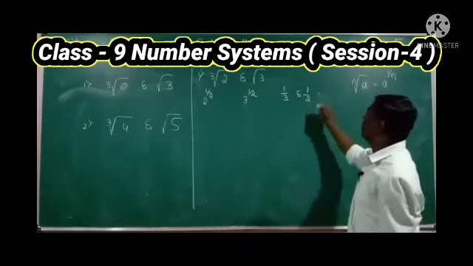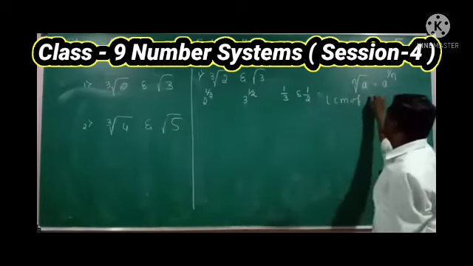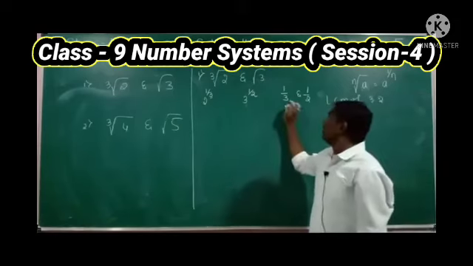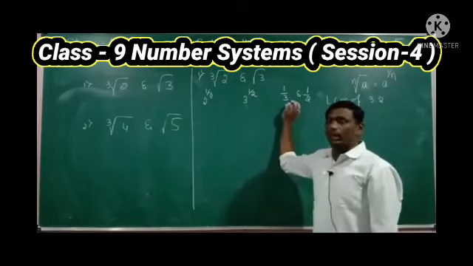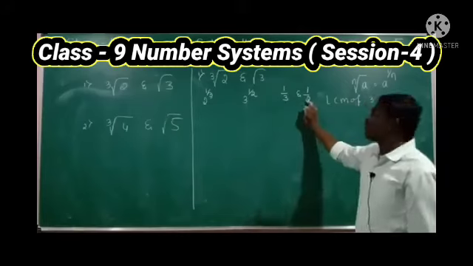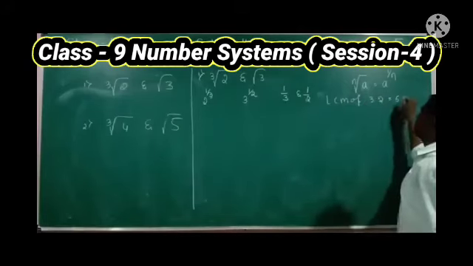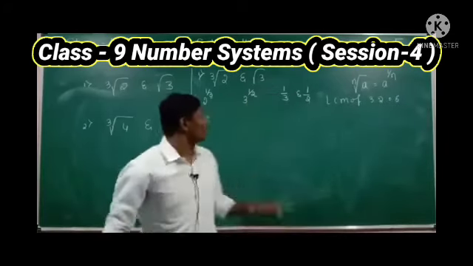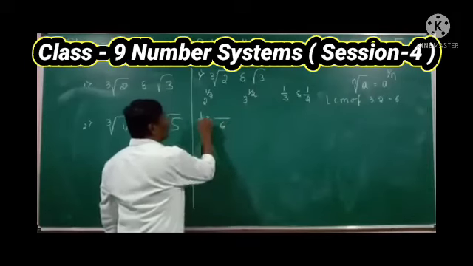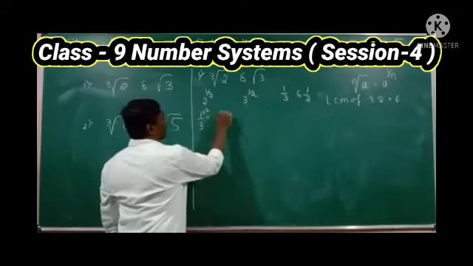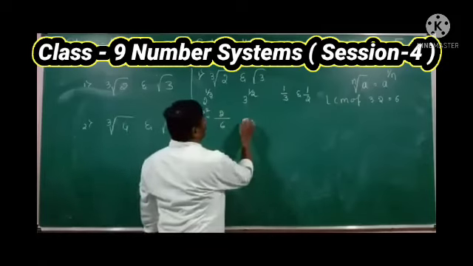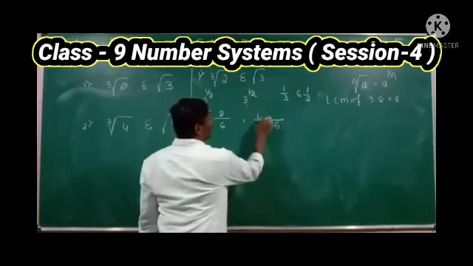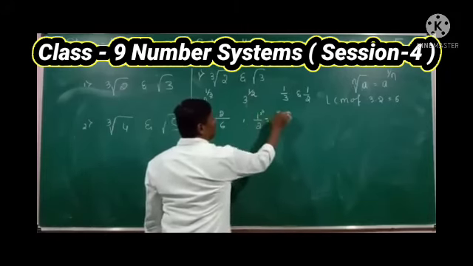So what is the LCM of 3 and 2? We need to take the LCM of the denominators, right? So 3 and 2 are in the place of denominator. The LCM of 3 and 2 is 6. So 1 by 3, LCM is 6, what do you need to multiply here? 2. So 1 into 2 is 2. Next one, the power of this one is 1 by 2 and LCM is already 6. So what do we need to multiply here? 3. 3 ones are 3.